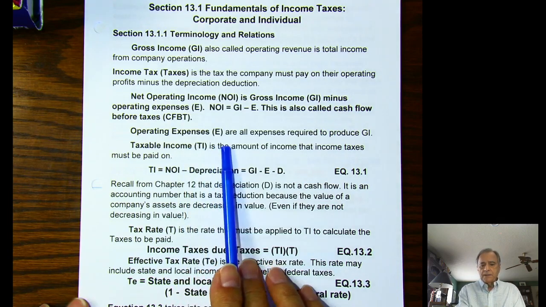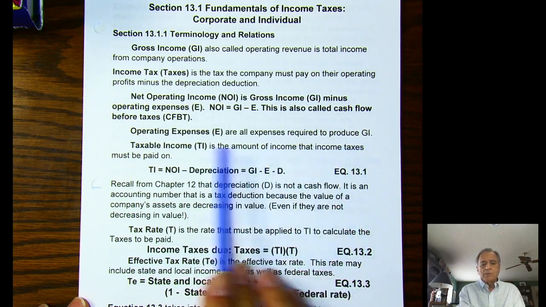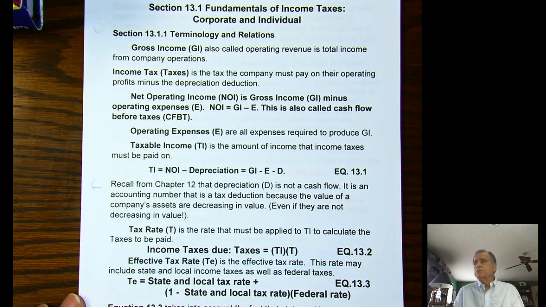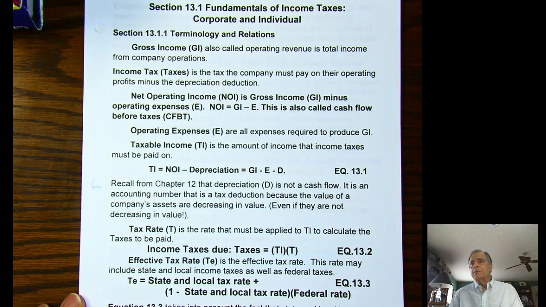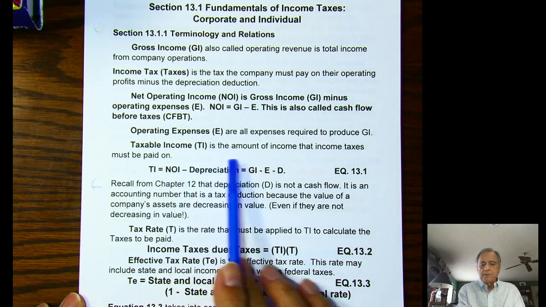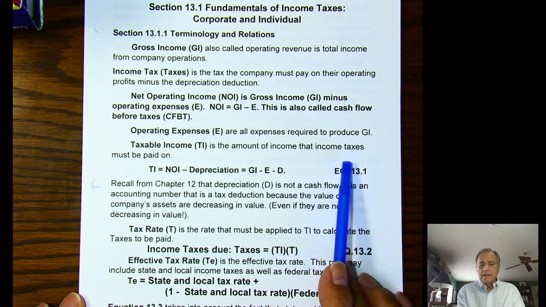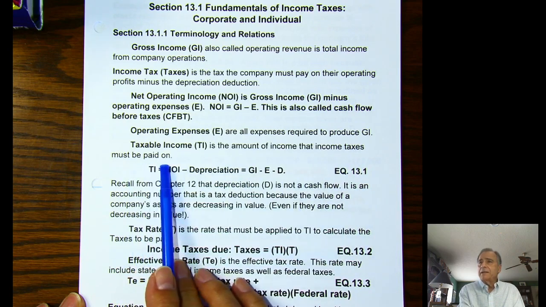Operating expenses are all the expenses required to produce the gross income. So basically, all expenses of the business. And then taxable income is the amount of income that income taxes must be paid on.